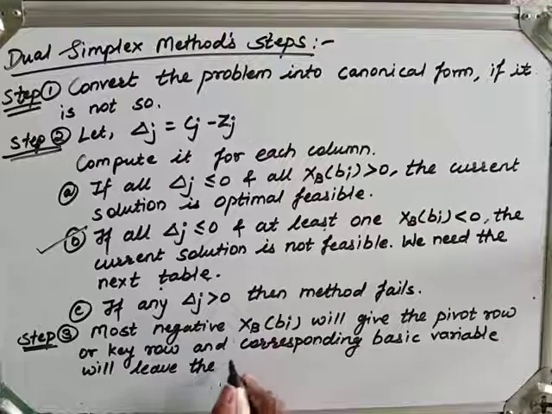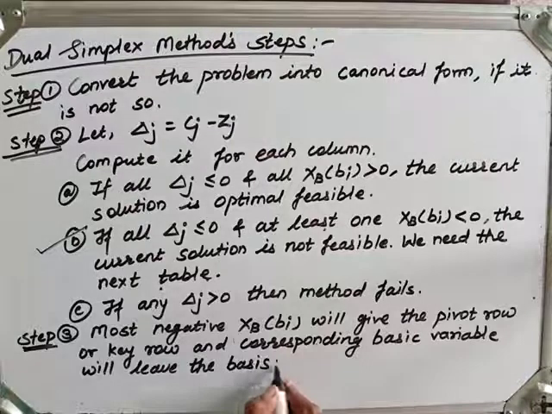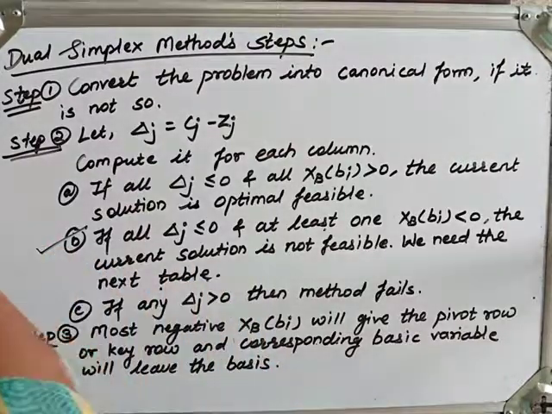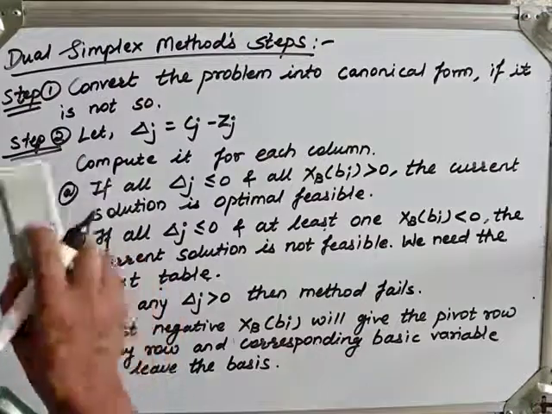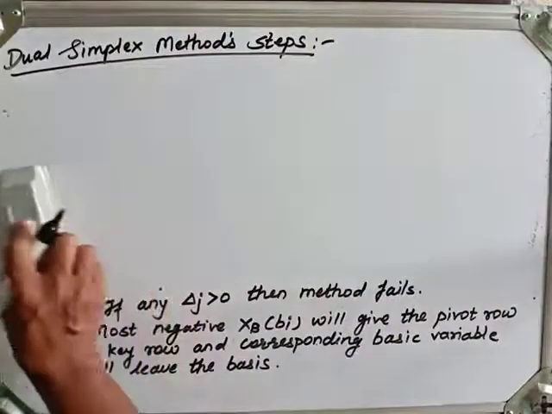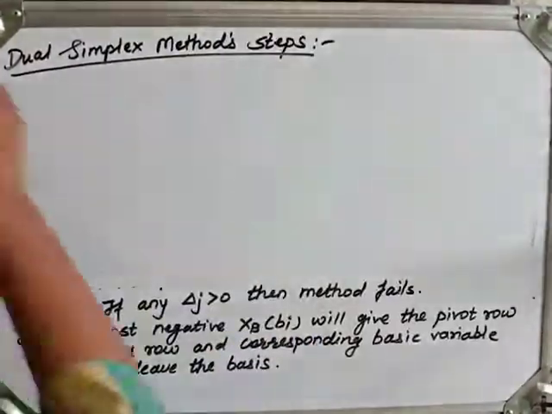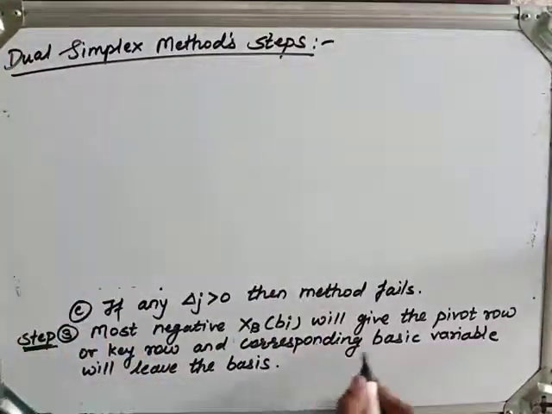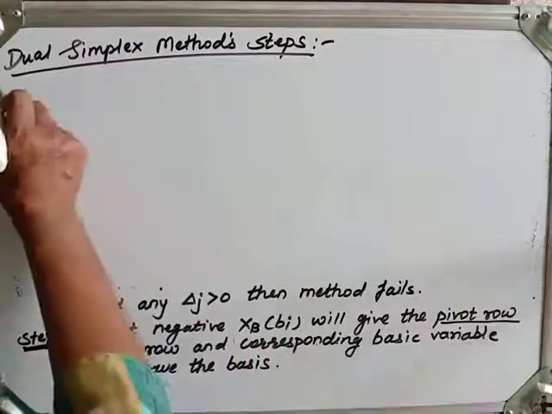The pivot row indicates that the variable leaves the basis, and the pivot column variable will enter the basis. Now step 3 is about the pivot row. Now step 4.